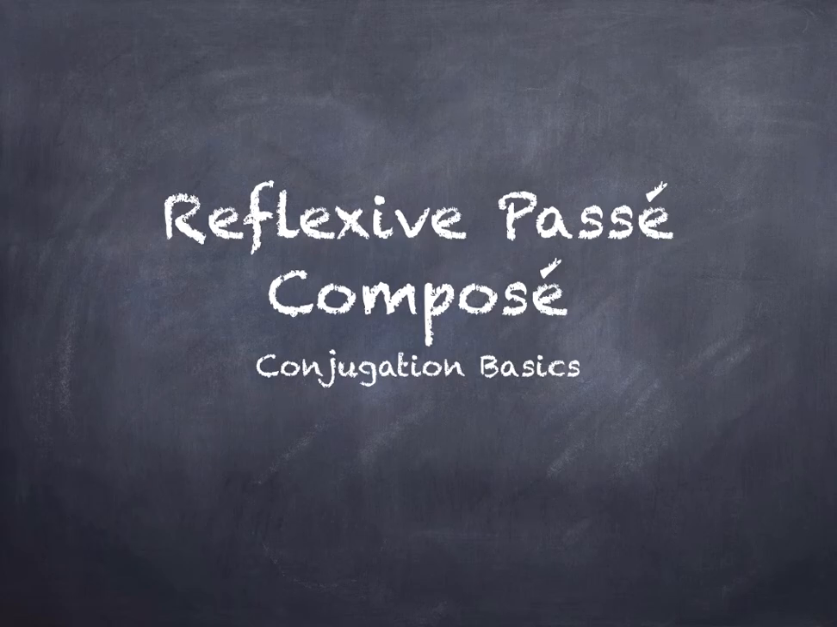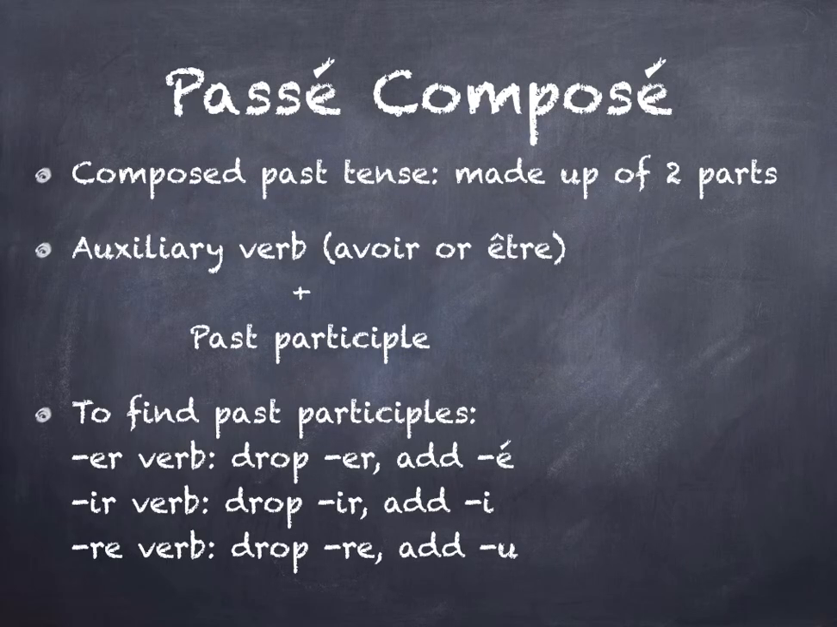All right, in this unit we're going to take those reflexive verbs and now we're going to conjugate them in the passé composé. So remember the passé composé was the composed past tense. Composed meaning that it's made up out of two parts. The auxiliary verb, typically either avoir or être, plus the past participle.